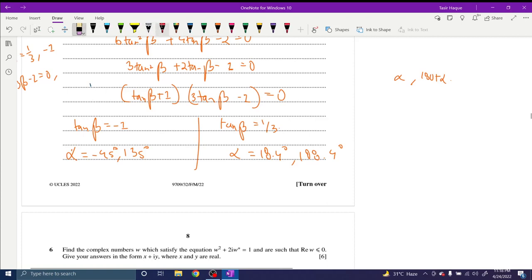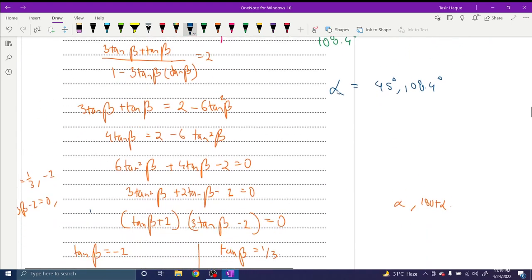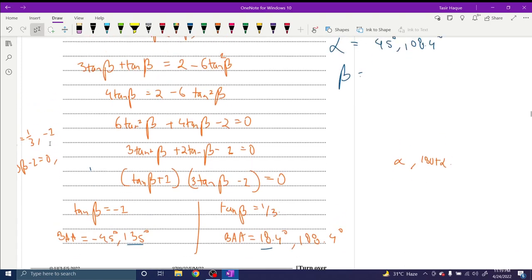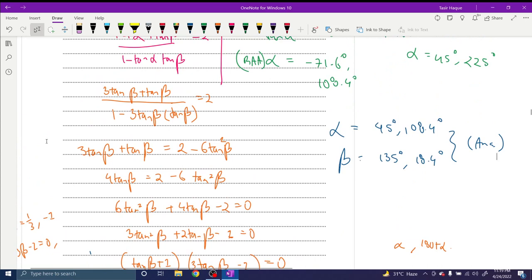What about the other one? Beta. Let's write BAA here to avoid confusions, okay? Basic acute angle. Okay, so what about the other one? Beta is going to be 135 and 18.4, okay? 135, I mean. This is it. See if you have any queries, but it's pretty straightforward.